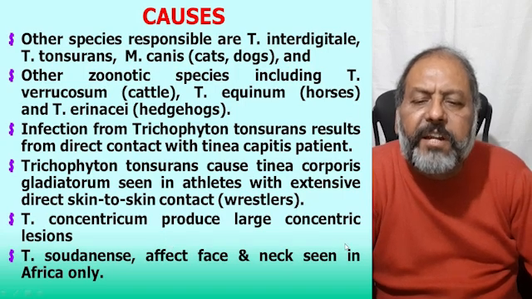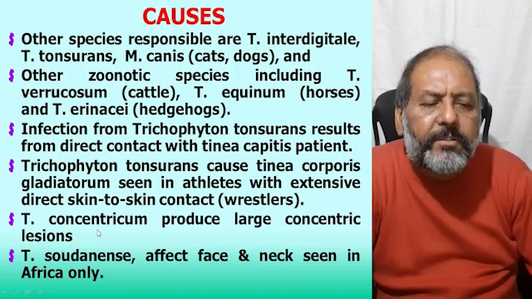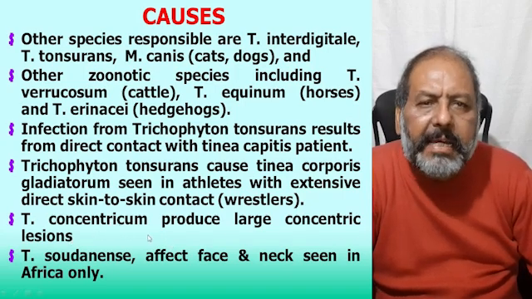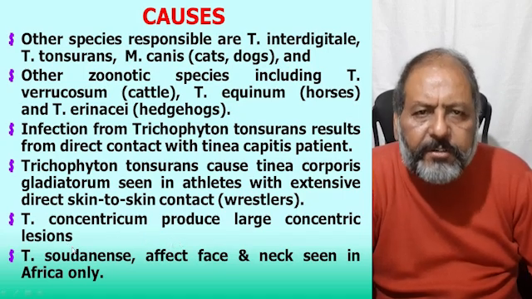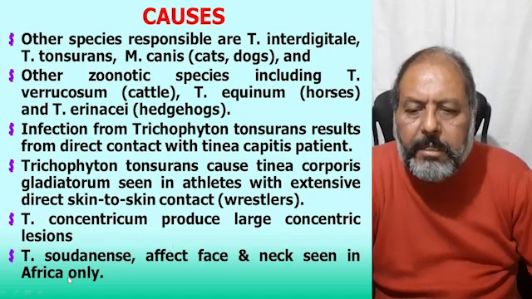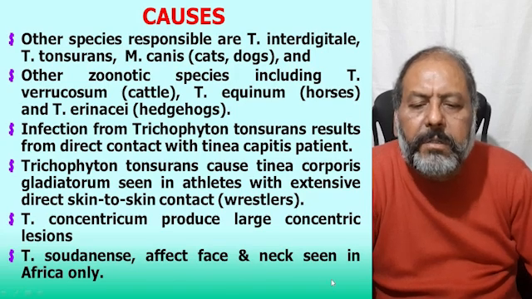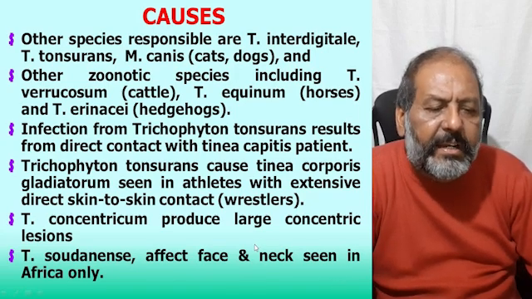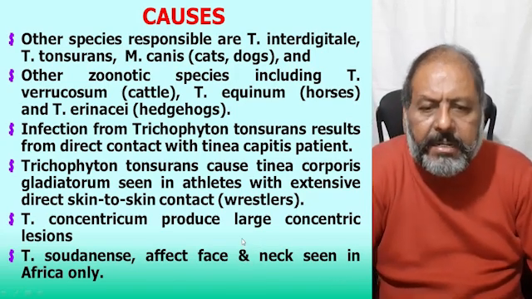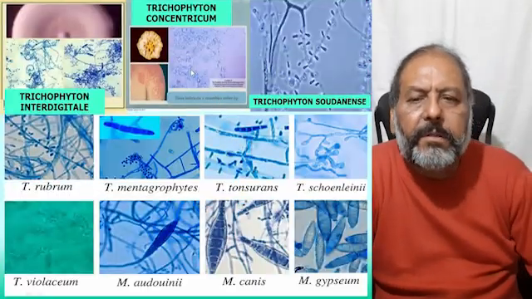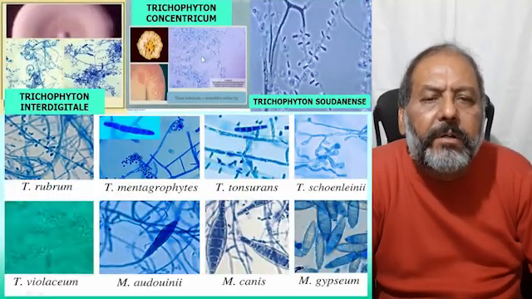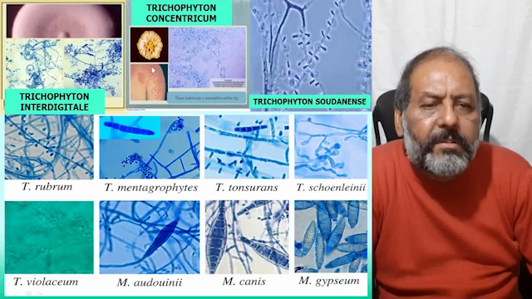Trichophyton concentricum produces large concentric lesions, as the name suggests. Trichophyton pseudonens affects the face and the neck, and that is seen in Sudanese and African people only. Now, Trichophyton concentricum is here.